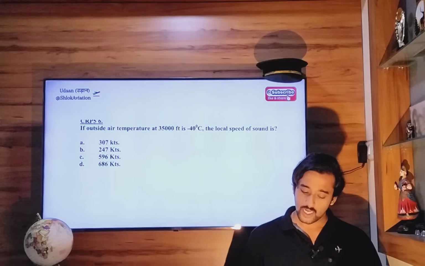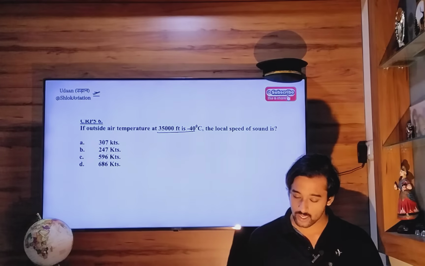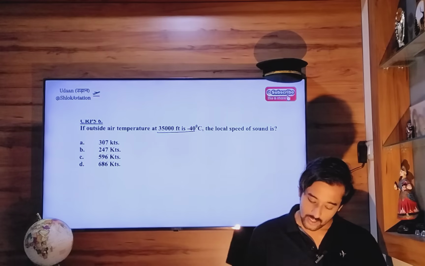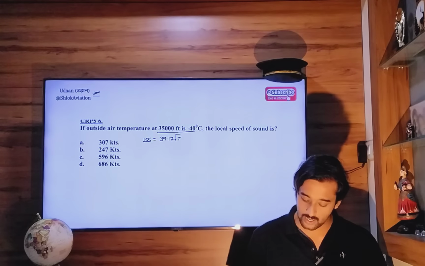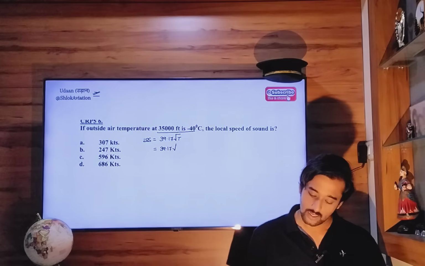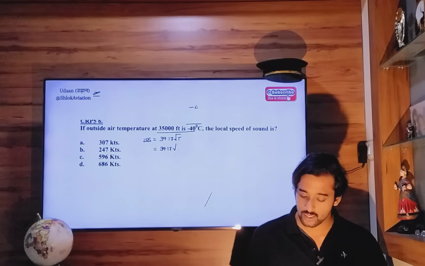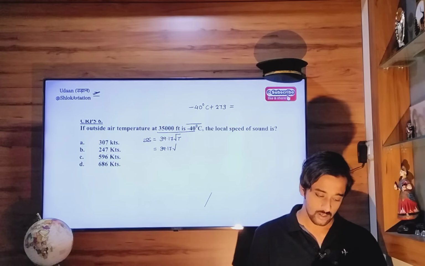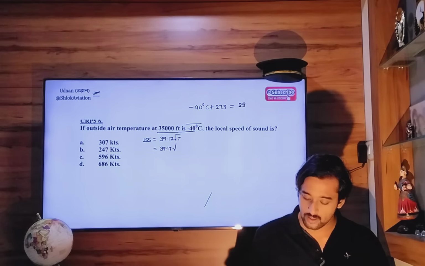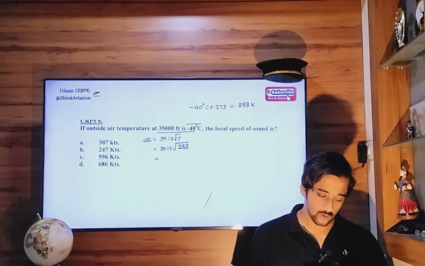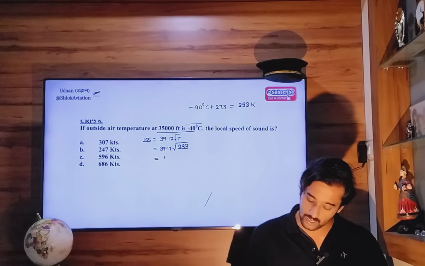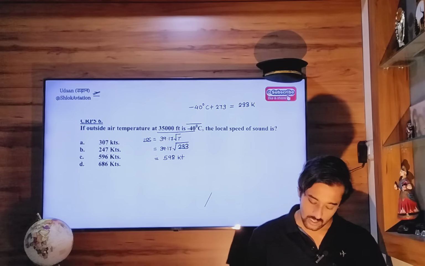Next. If outside air temperature at 35,000 is minus 40, what is the local speed of sound? Local speed of sound equals 39.17 square root of temperature in Kelvin. Outside temperature is minus 40 degrees Celsius plus 273, so that is 233 Kelvin. Square root of 233 into 39.17 is 597.9 or 598 knots. So option Charlie.